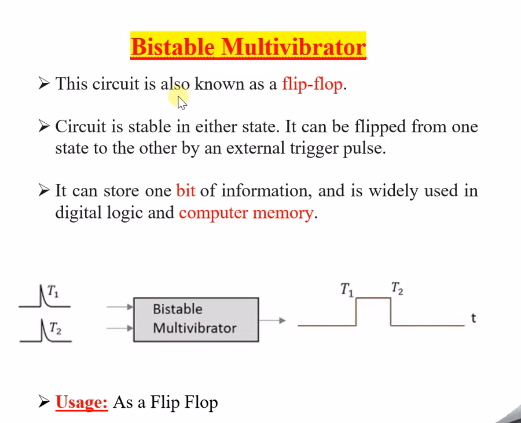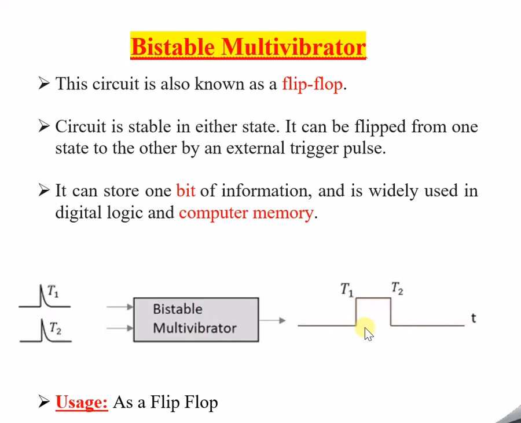So how the two states work, we will try to understand. This circuit is also called a flip-flop. We can say the bistable multivibrator is simply a flip-flop, and how it acts as a flip-flop we will understand in detail. The circuit has two stable states, which means it is stable in either state. When it is off it is stable, and when it is on it is also stable. It can be flipped from one state to another by an external trigger pulse.